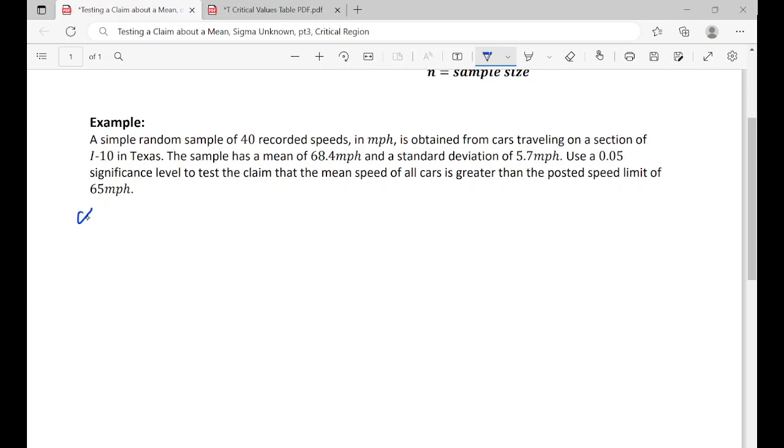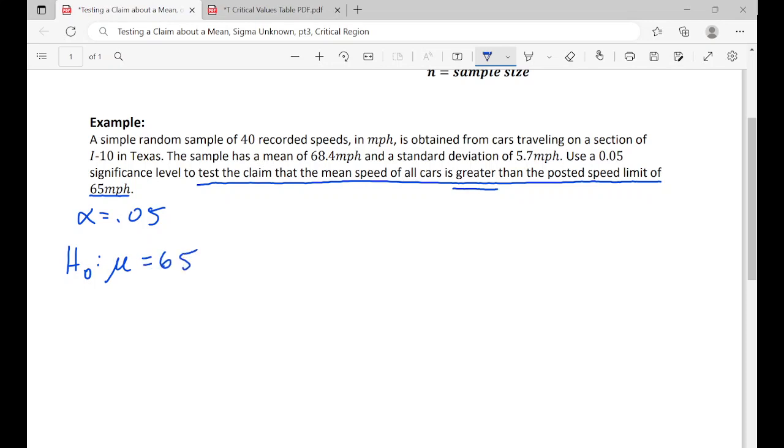So we know that our alpha value is 0.05, and we are testing the claim that the mean speed of all cars is greater than the posted speed limit of 65. Greater, that's the big thing here. So in setting up our hypothesis test, we know that the null is that the mean is equal to 65 miles per hour, and that our alternative for our mean is greater than 65 miles per hour.